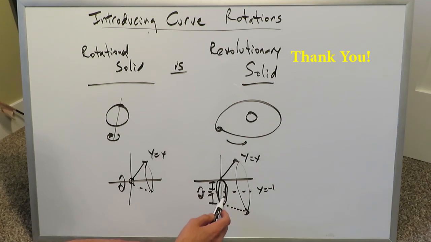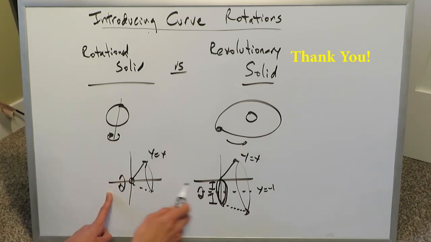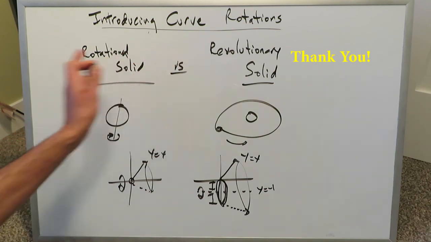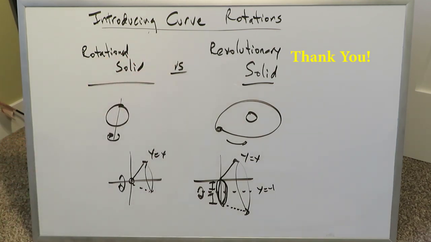Hence you have a revolution going here in orbit. Here you have a rotation going around a fixed point. There's no rotation here around a fixed point because there's through and through rotational movement. And that right there is the difference between rotational and revolutionary solid, but the volume procedures will still be the same. That's it for this video.